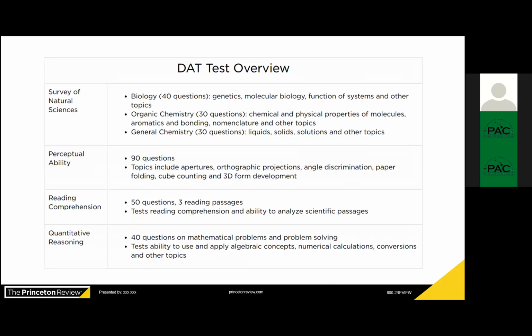Each of the sections in the DAT is scored from 1 to 30. But remember that you'll actually receive 6 sub-scores from 1 to 30, because the natural sciences, this first section, will break out into separate scores: biology, gen chem, and OChem scores. And then you'll also receive an average academic score, which is an average of all of these sections except for the PAT, the Perceptual Ability Test. And then you'll also receive an overall score, which is an average of all the sections.